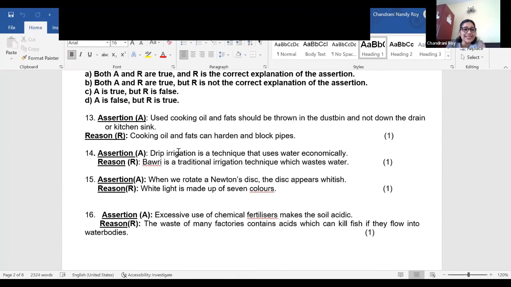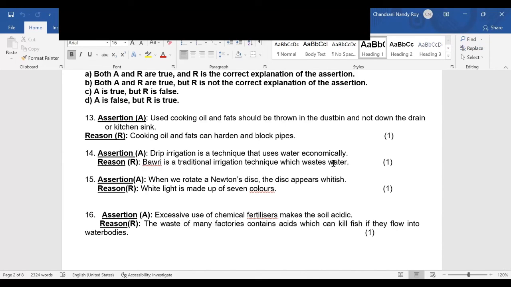For example, this second assertion reasoning, if you see, drip irrigation is a technique that uses water economically, is correct. Bowery is a traditional irrigation technique which wastes water. This is false. Now, many children, Bowery is a traditional irrigation technique is all that they will read. They will not read beyond that. If they miss the word waste, they will make a mistake because this is false. That is why it is important to read every word.